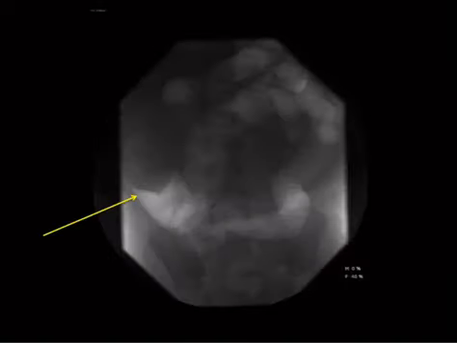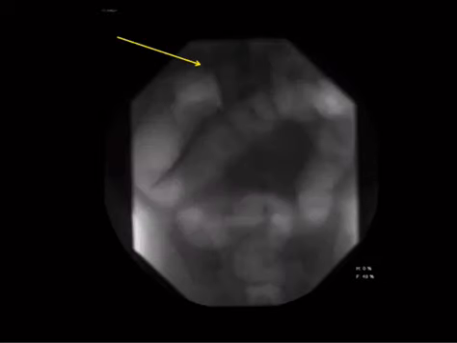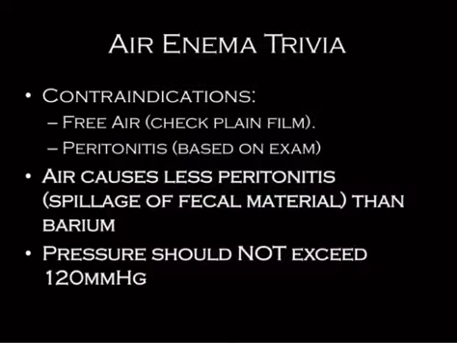So here's an air enema if you haven't seen one. So this is the first picture here. We've started to put air up the butt, and you can see this area right here. That's the obstructing point, and then we can push that around until we end up getting air everywhere.